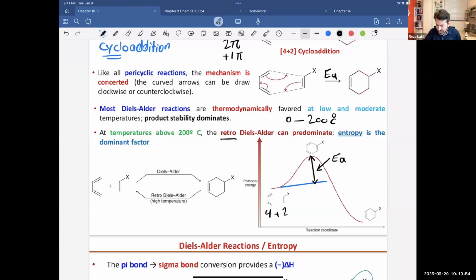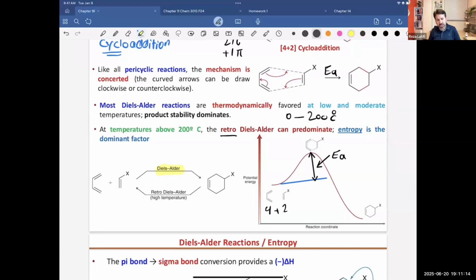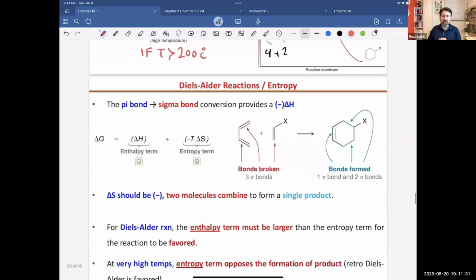Now, if I raise the temperature, the reverse reaction is going to happen. A cyclic molecule will break into 2 components, technically the starting components, and that's going to be the dominant reaction. So highlight this part. Say the Diels-Alder is going to happen when the temperature is between 0 and 200 degrees Celsius. But if the temperature is higher than 200 degrees Celsius, then the reverse reaction is going to be dominant.